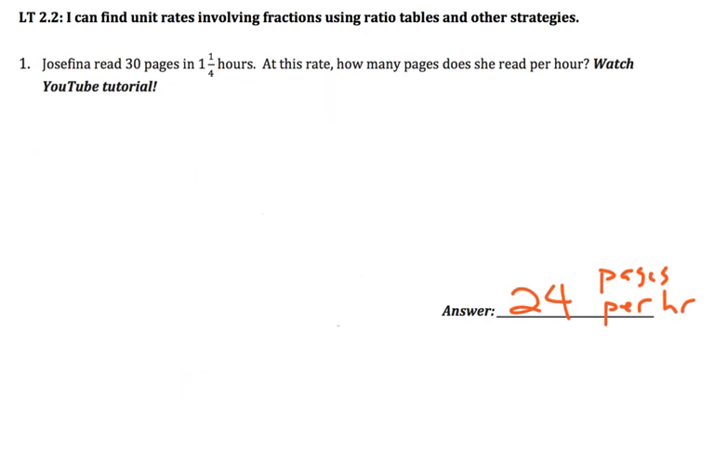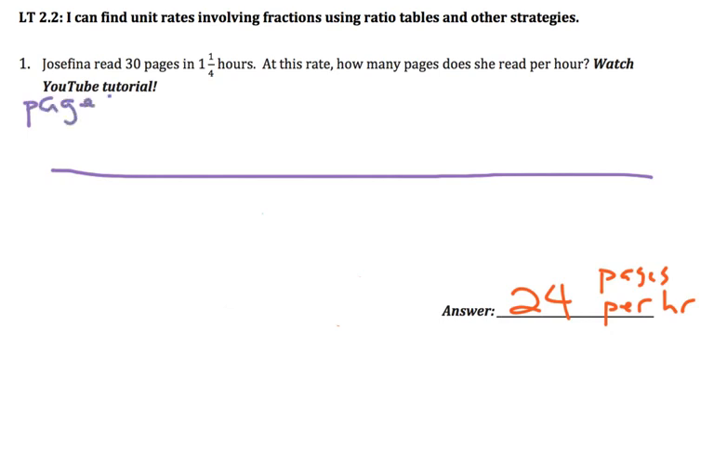Finally, if you wanted to show this on a double number line, which might be helpful if the ratio table is confusing. So we have pages, and we have hours. The number line starts at 0 hours and 0 pages, and then the ratio they give us is 30 pages in 1 1/4 hours. So I'm going to put that over here. 1 1/4 hours is 30 pages. Then we're looking for 1 hour, which is going to be somewhere over here.